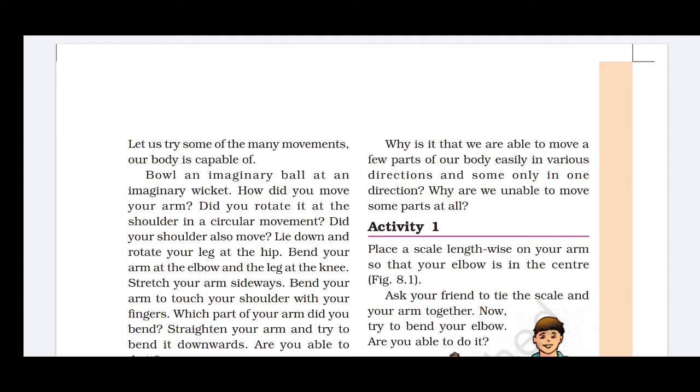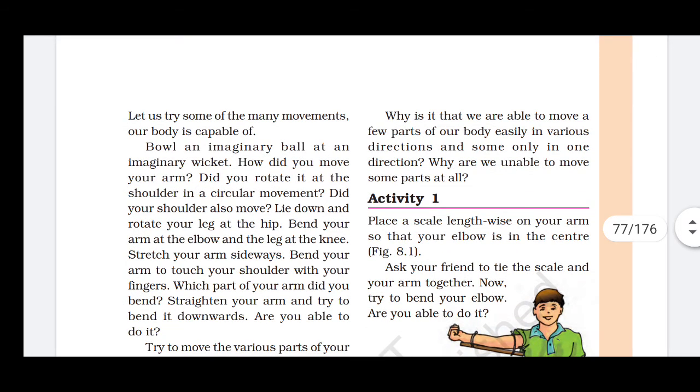Did you rotate it at the shoulder in a circular movement? Yes, we did it. Did your shoulder also move? Lie down and rotate your leg at the hip. Firstly, you have to lie down and then take your leg up and try to rotate it. Bend your arms at the elbow and the leg at the knee.